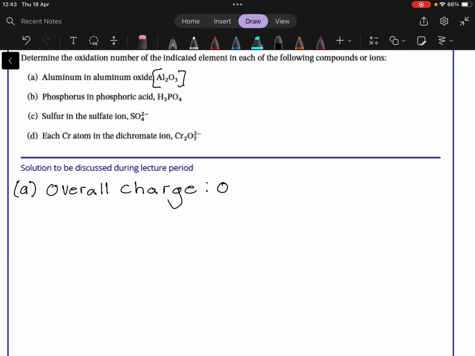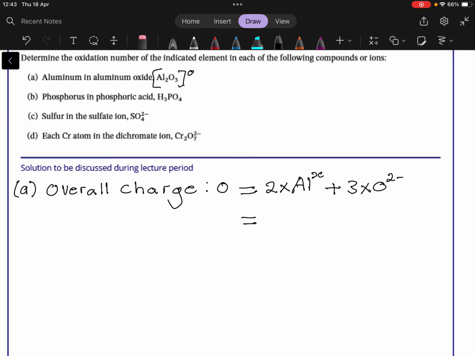So 0 is equal then to, we want to determine aluminium, so a way that I would like to write it is in this way. It's a bit of a funny notation, but I think you'll get the idea. Plus 3 times O2 minus. So we then write that. So overall charge is 0 because there's no charge in the compound.